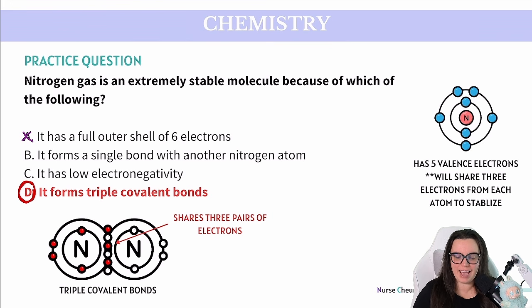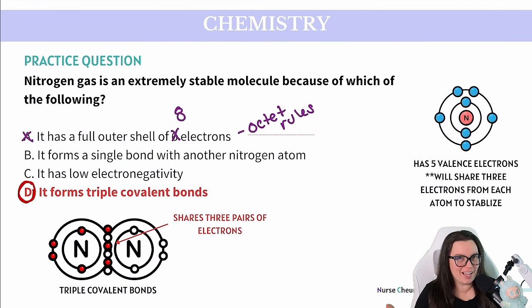So we have A. It has a full outer shell of 6 electrons. Remember your octet rule. It does not need 6 electrons in order to be stable. It needs 8 electrons in order to be stable. So we can automatically rule this one out.